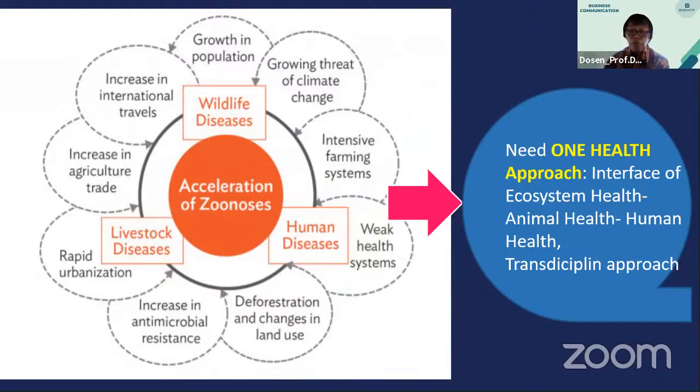So then we need a One Health approach. One Health is the interface of ecosystem health, animal health, and human health. But in general, this needs a transdisciplinary approach. Many different disciplines should work together to handle and control zoonotic diseases. One Health is very important, and how One Health connects to new technology is very important to control the problem of zoonotic disease, because zoonotic disease is a very complex problem.